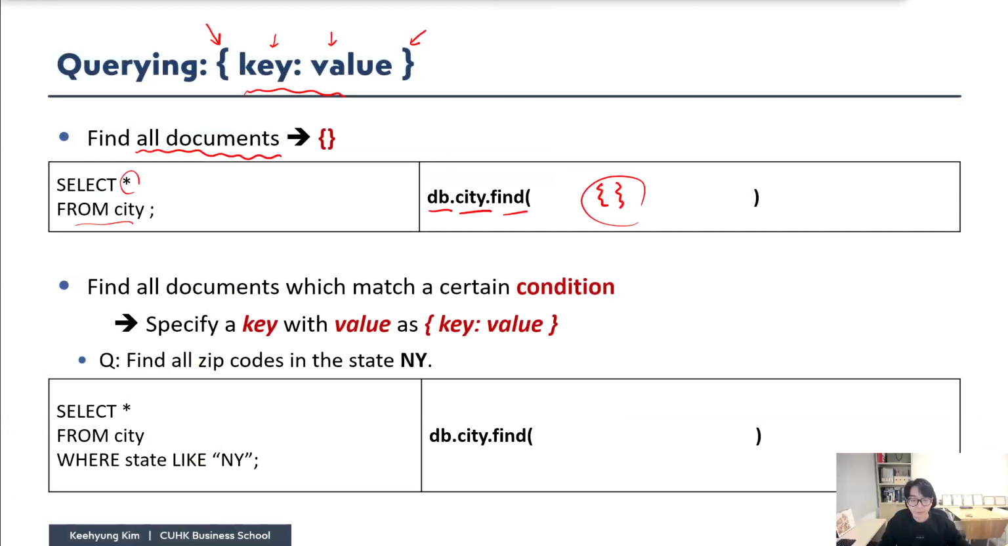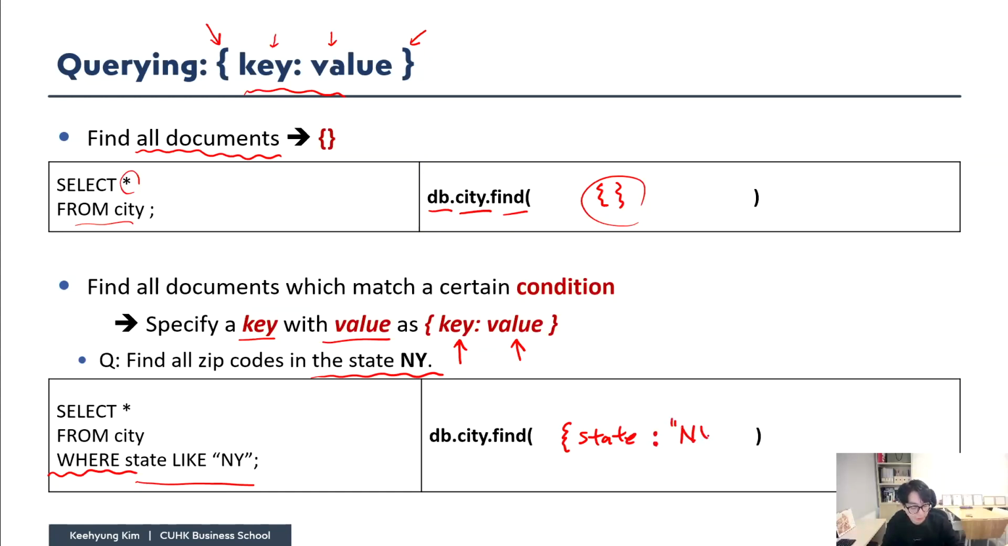And if you want to specify a certain condition, so in the relational database, we use the where phrase, right? We use the where phrase to specify a certain condition like this. In the MongoDB, you can use key and value. So you specify a certain field or certain key, and it should match with this value, then you can specify like this. So in this case, if we want to find all the zip code documents in the state NY, then you can design state should be NY, like this. You can design this query, and then this will give you the result that you want.